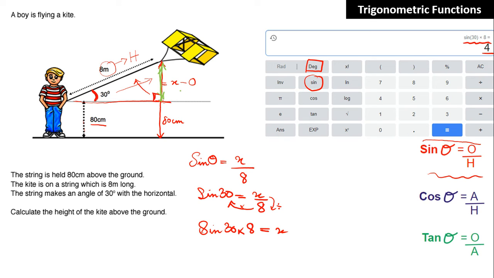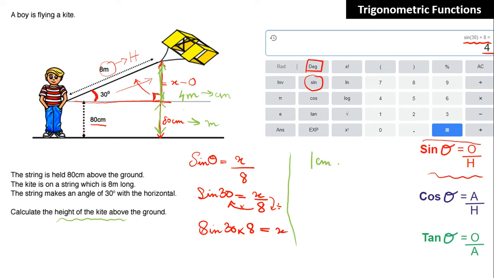So that is basically 4 meters, but I have to find the height above the ground, which means I have to also add the 80 centimeters down there. Now I can't just directly add 4 meters to 80 centimeters. Why? Because one is in meters and the other one is in centimeters. So either I need to convert the meters to centimeters and get my final answer in centimeters, or I'm just going to convert the centimeters to meters and get my final answer in meters. So I'm just going to go with meters.